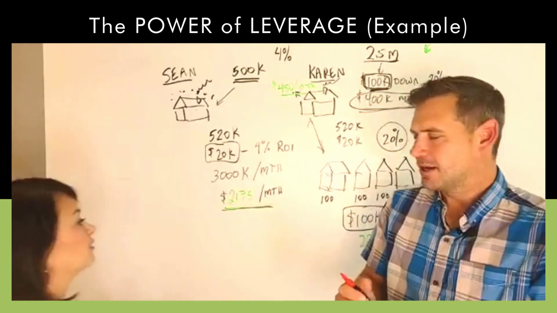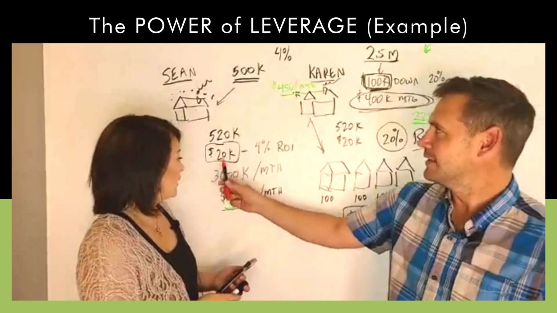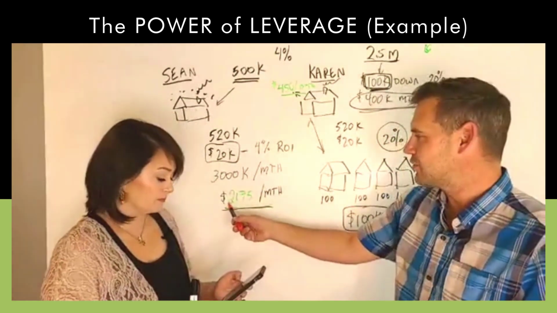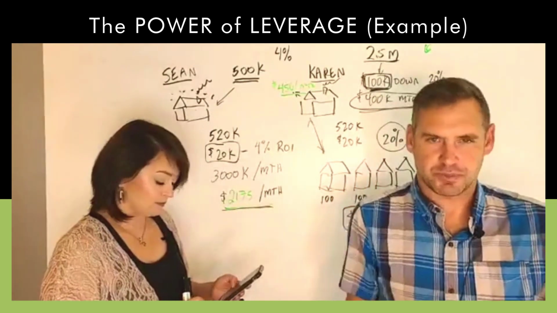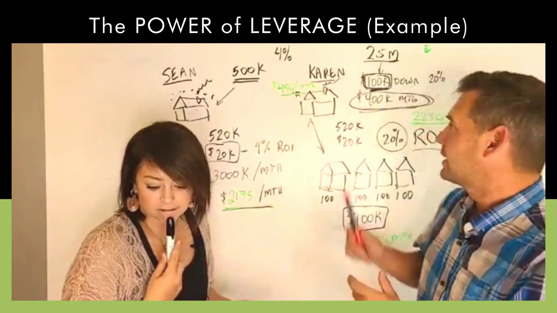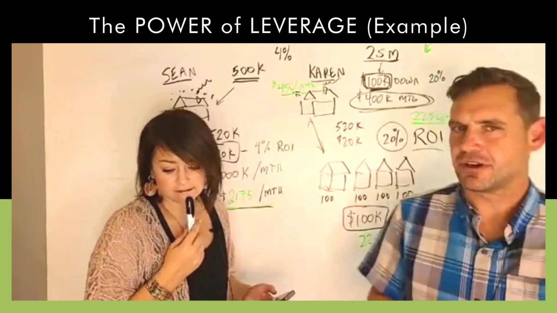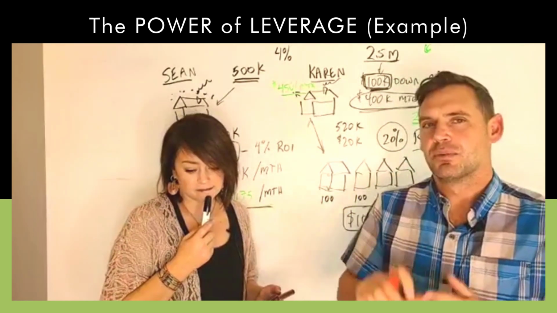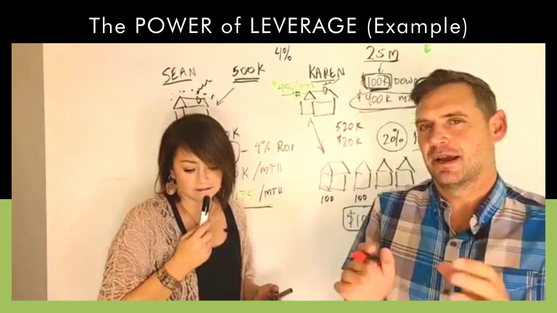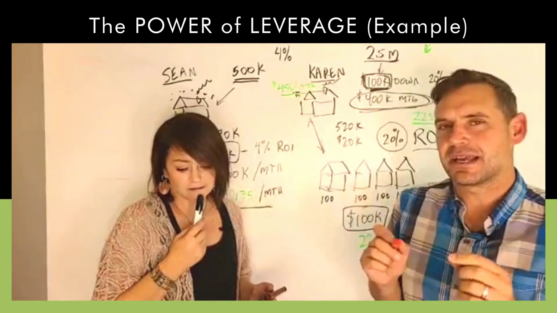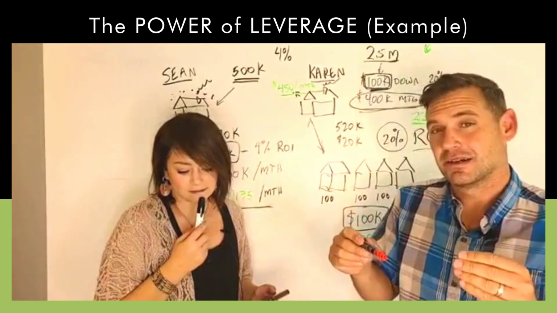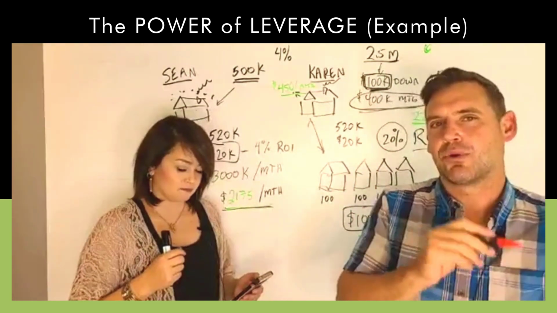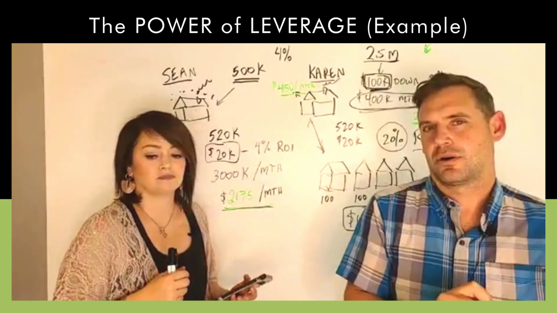So here's the dealio, all right? Sean didn't have a mortgage, remember? So he's getting $21.75 a month into his pocket. Good for Sean. Karen is getting $22.50 per month into her pocket. Good for Karen. But what else is Karen getting? Out of those expenses, because she's paying a mortgage payment every month, her tenants are also paying down a mortgage for her, okay?